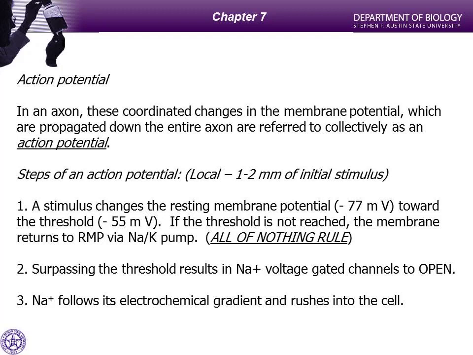It's the threshold for opening the sodium voltage gated channels. I'm going to give you another piece of information. Negative 55 millivolts is also the threshold to initiate an action potential. If you do not reach negative 55 or more positive, you will not propagate an action potential. We call it the all or nothing rule.